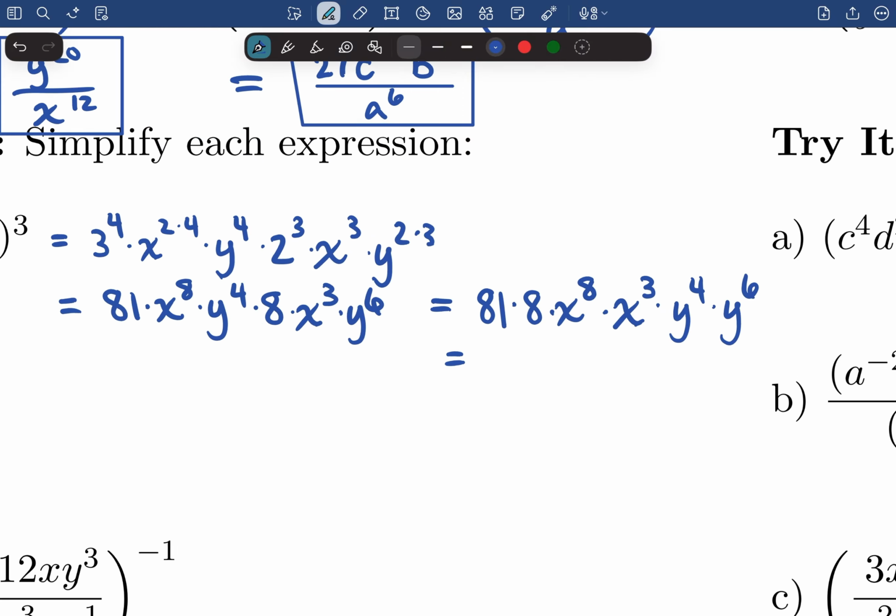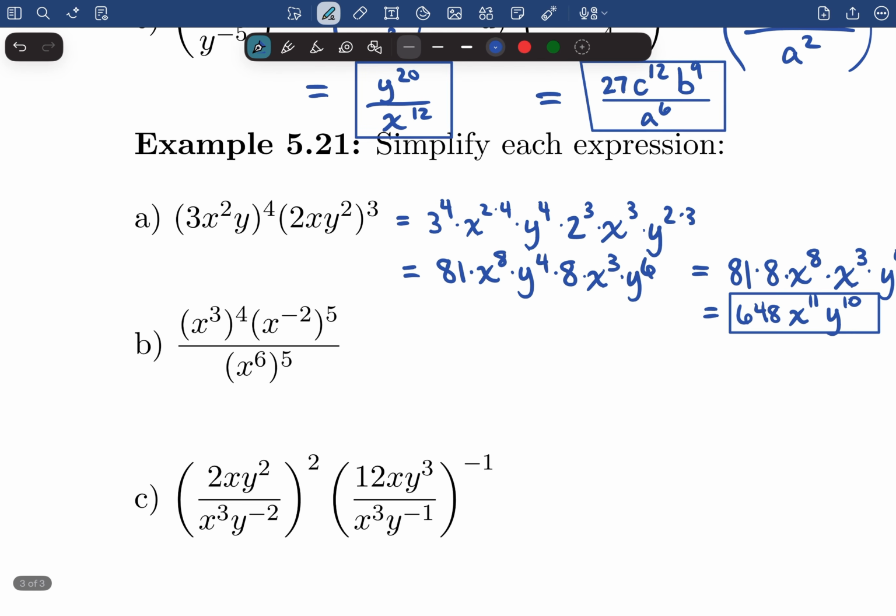And so 81 times 8 gives me 648. And then x to the 8th times x cubed gives me x to the 8 plus 3, which is x to the 11th. And y to the 4 times y to the 6 gives me y to the 4 plus 6, which is 10. There we go. So we have simplified this fully.